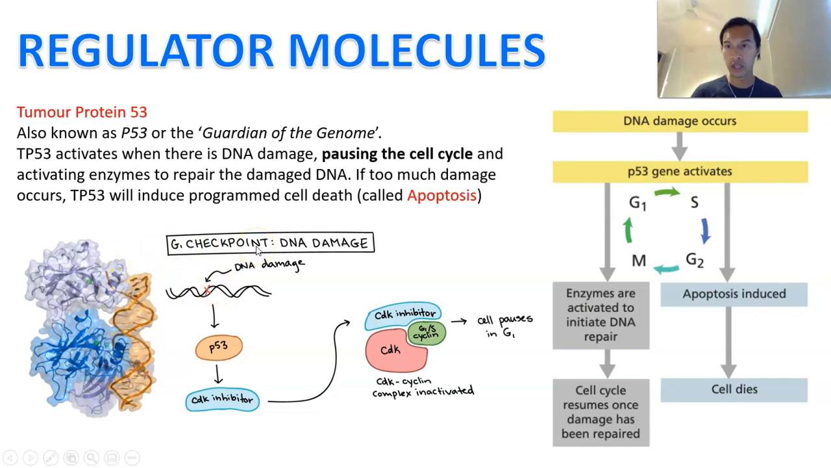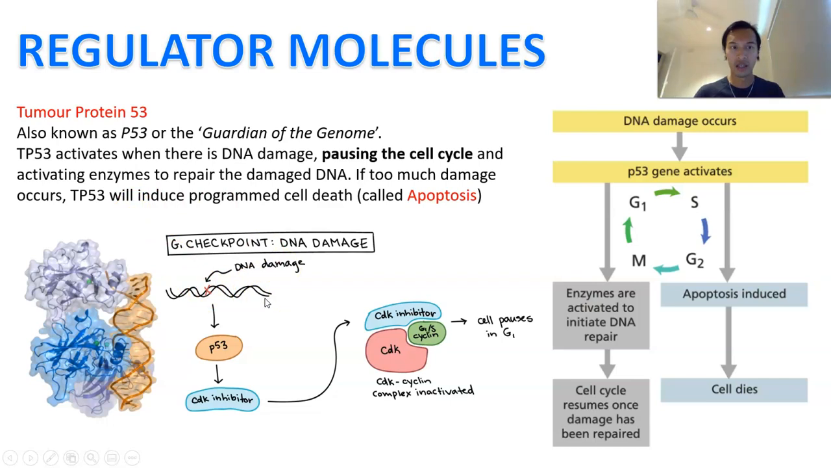Let's say during that checkpoint, a couple of molecules identify that there is damage to the DNA here. That damage in the DNA is going to activate the P53 molecule, and the P53 molecule is going to activate what we call a CDK inhibitor. The CDK inhibitor binds to the CDK cyclin complex and is going to, as the name suggests, inhibit it from working, which means it's going to deactivate the complex, and it's going to pause the cell cycle before it goes into the S phase.